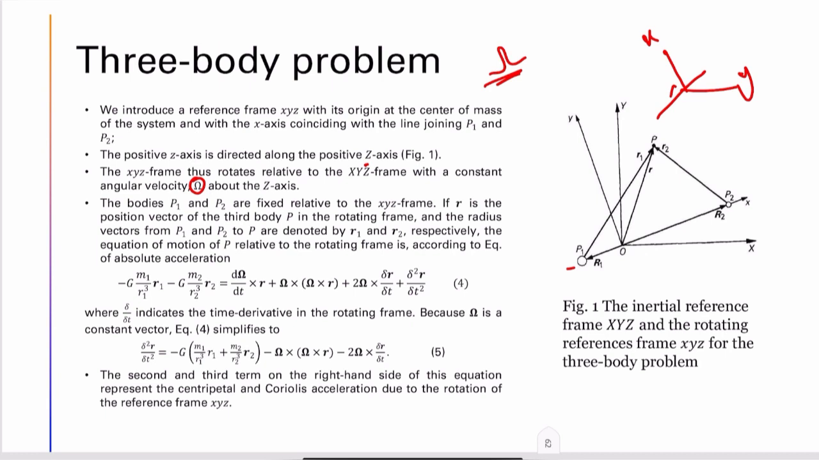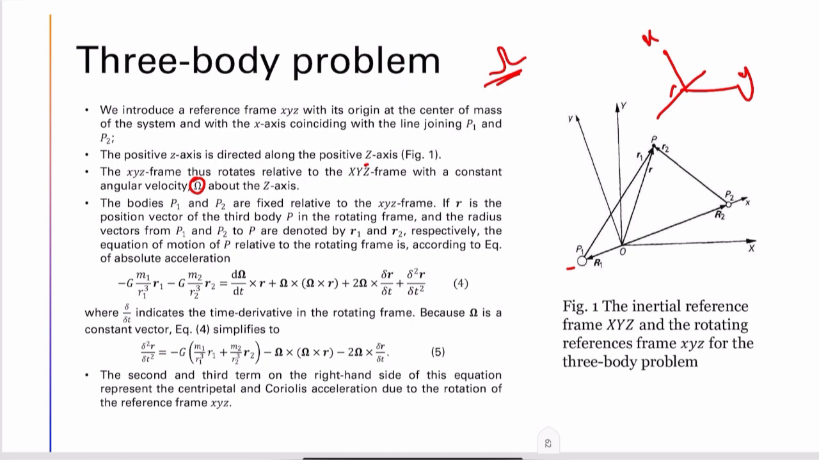Okay, consider there is a thin wire on which you have a paper. You are rotating the paper around the thin wire. So you can consider the paper as the plane xy and the line is nothing but the z axis. So this is how your small xyz frame is rotating relative to the capital XYZ frame, with an angular velocity omega about the axis z.